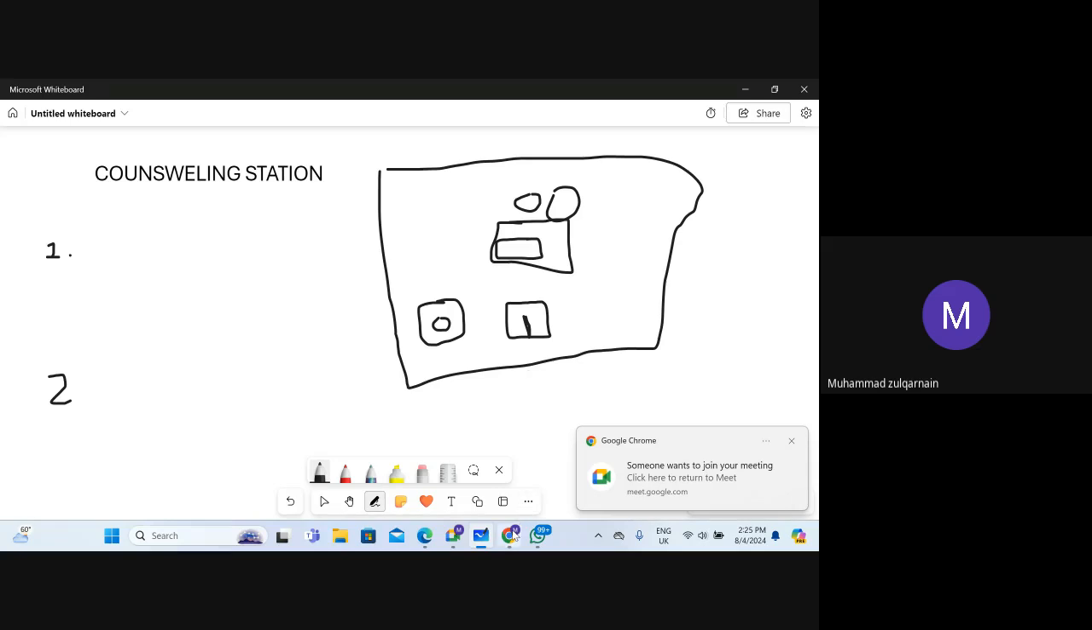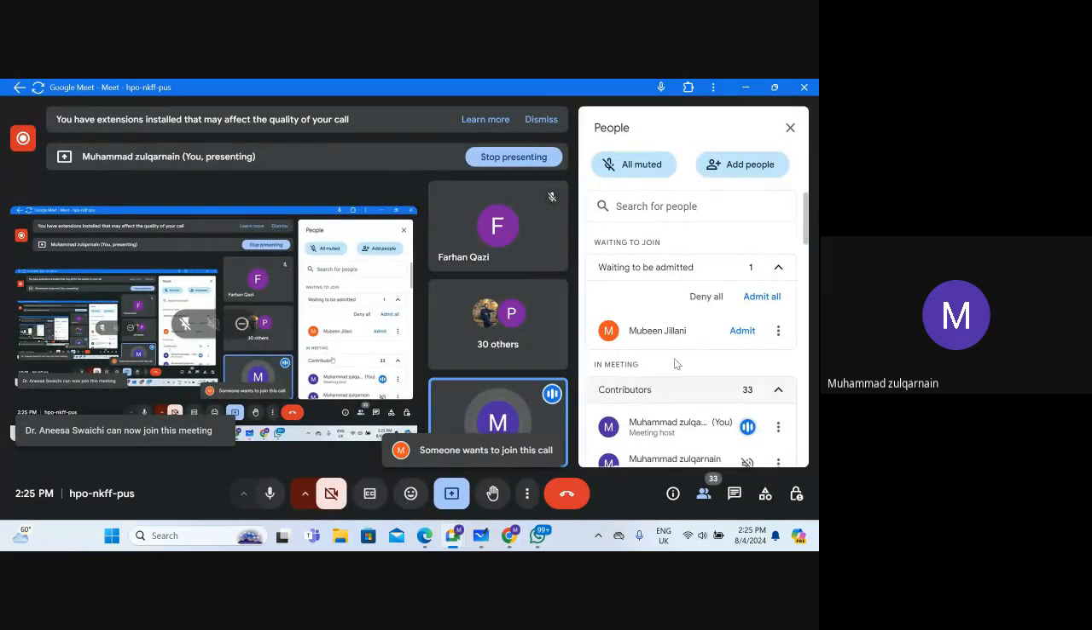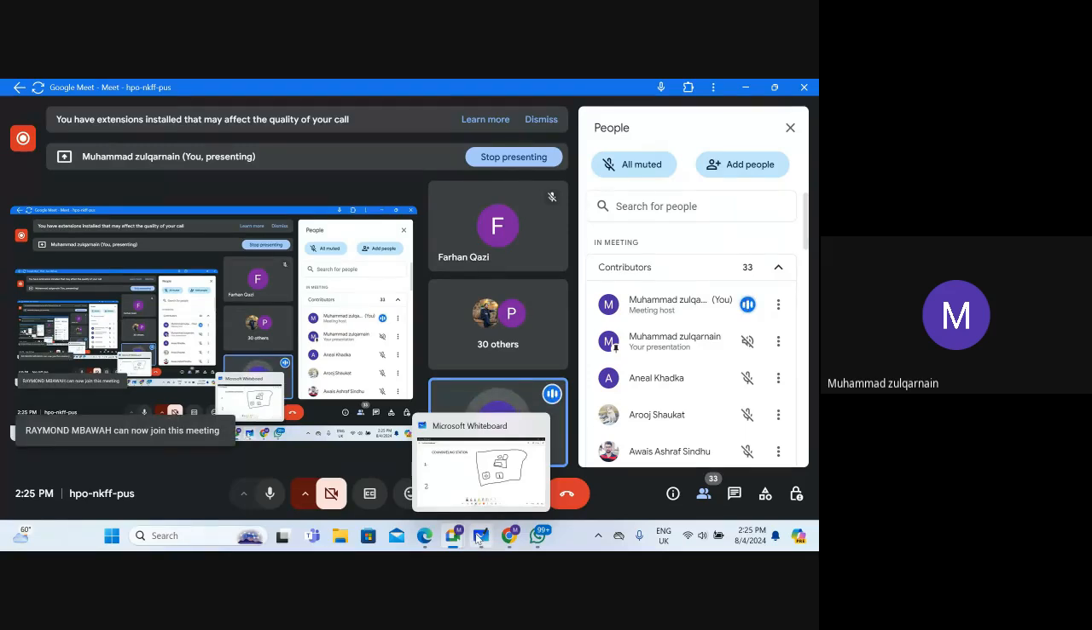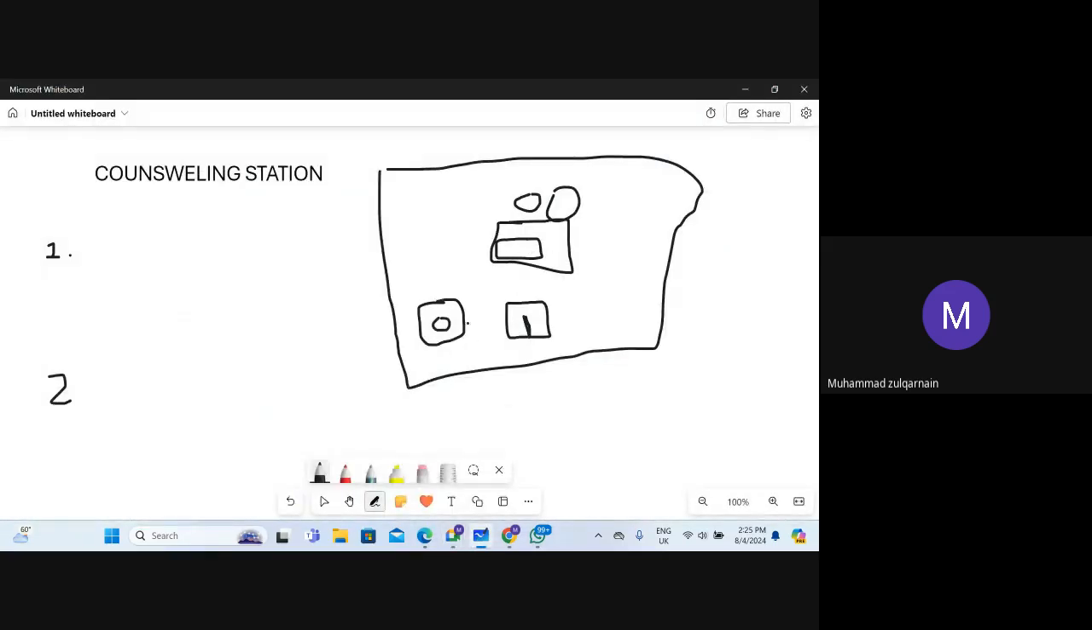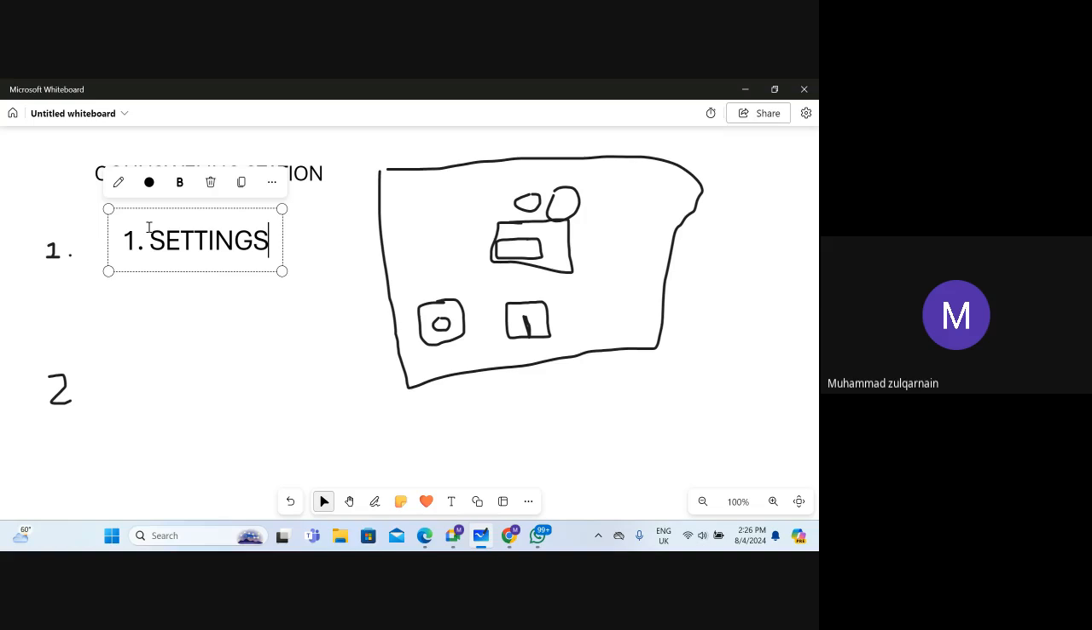You already have your notes, and you carry those notes along with you, and you can put these notes on this table, and then you can continue your talk with the patient. Now there are multiple steps to be conscious about, because now is the actual task we are starting with. So number one, first thing is settings. What should be your settings? This is very important.